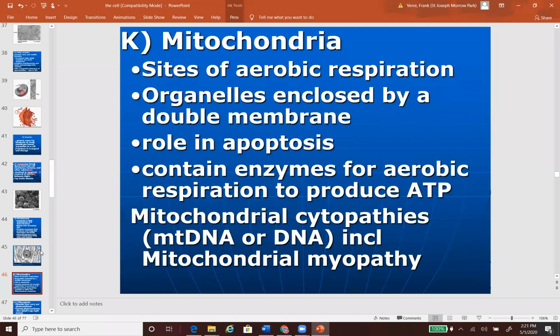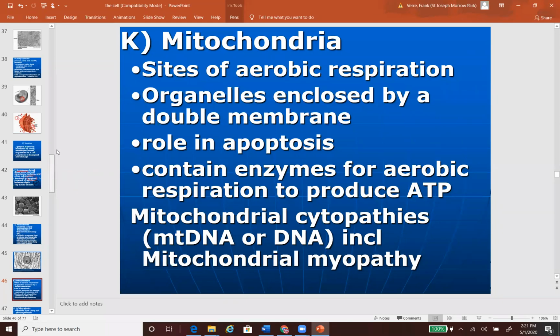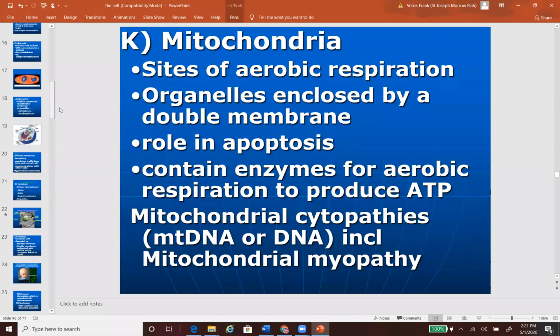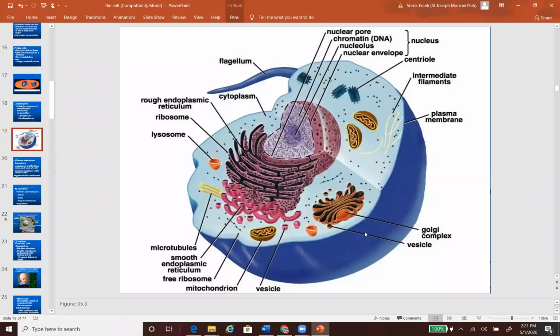Here's a very important organelle. This is called the mitochondria. This is the organelle that actually makes energy. You can probably see it in this slide here. Got to be here somewhere. Come on, I'm not seeing it. Yeah, right there. There it is. Here's the mitochondria. Here's another one.